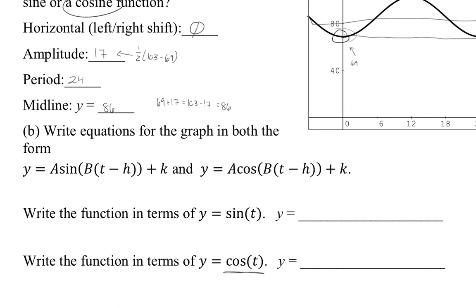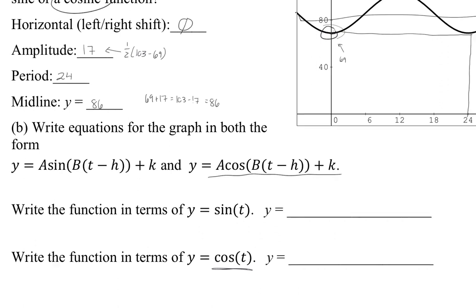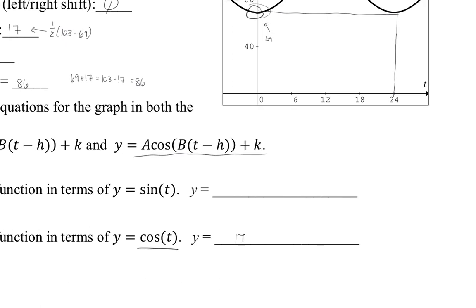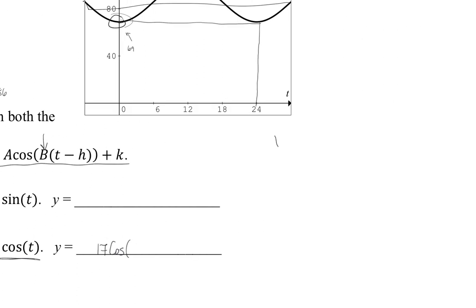And I'm going to just start writing in this form. So first of all, we know our amplitude is 17. We're using cosine. Now B is related to the period by this equation here. So we could say, okay, well, B is 2 pi divided by the period, which is 2 pi over 24, which is just pi over 12.